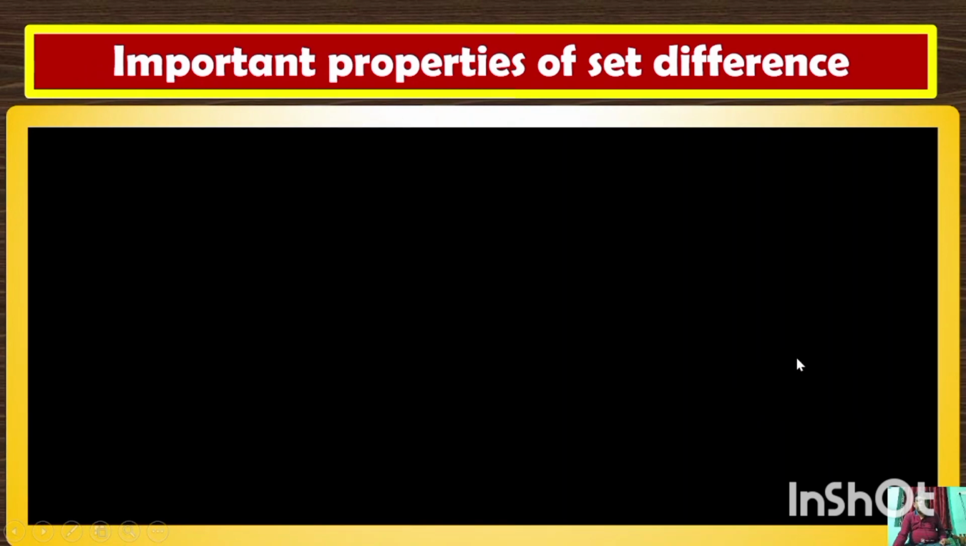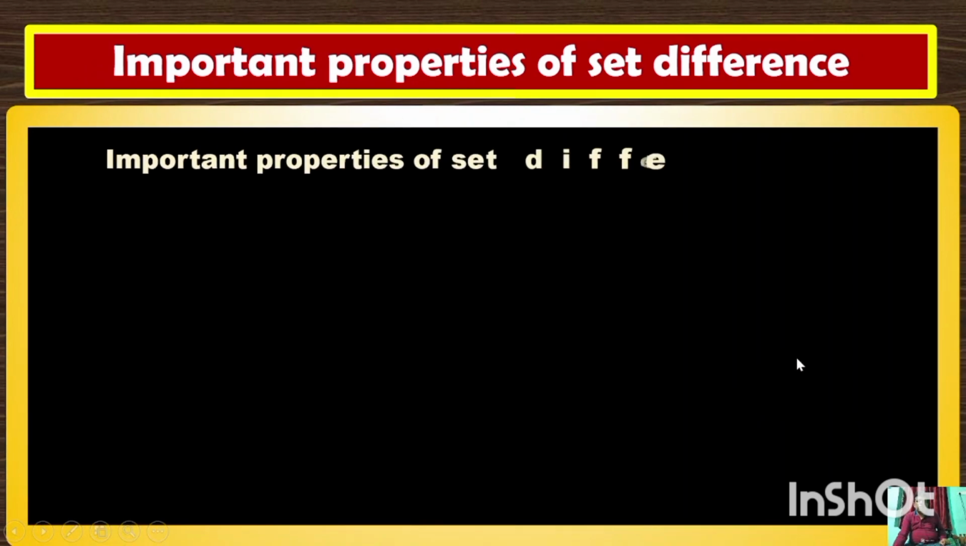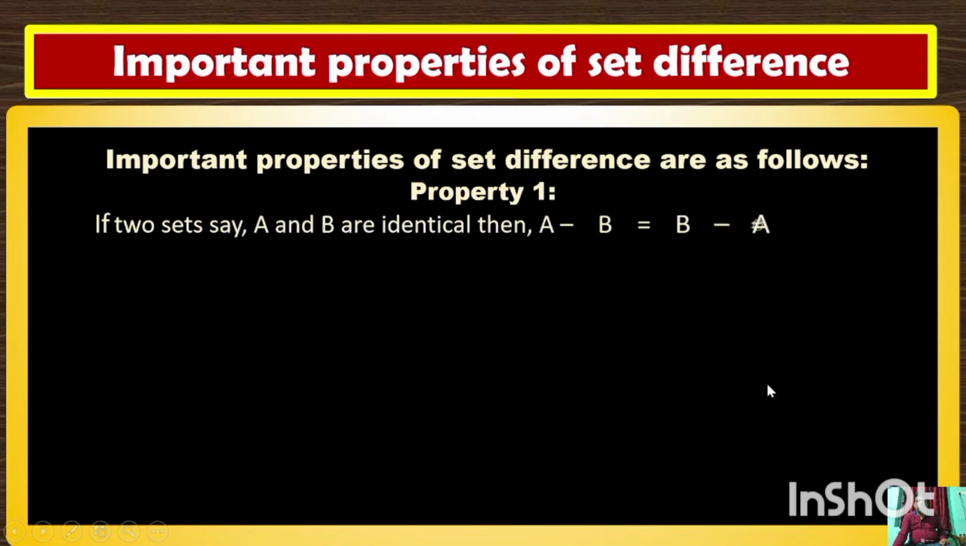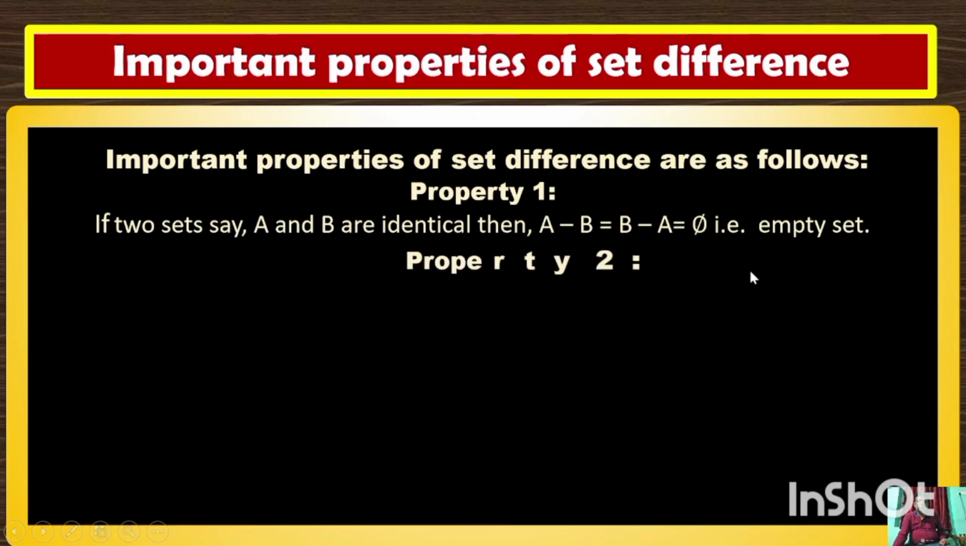Important properties of set difference also. Likewise, the union and intersection of sets, we can write some properties of the set difference. See here, property 1. If two sets A and B are identical, then A difference B equal to B difference A is a null set, which is an empty set.